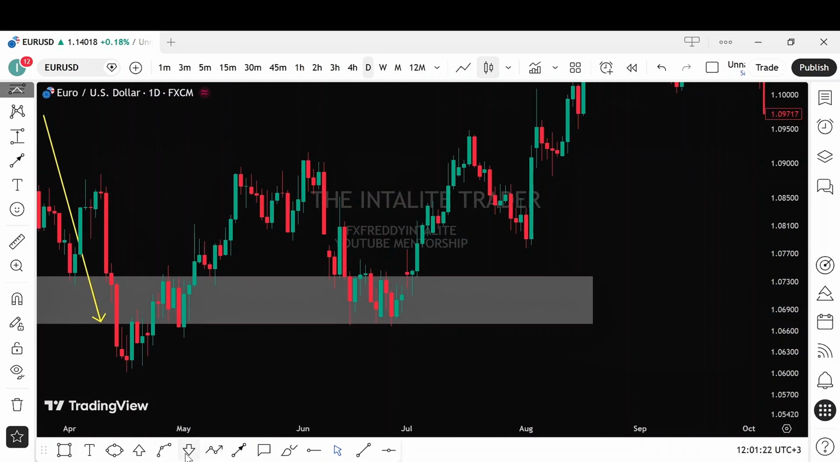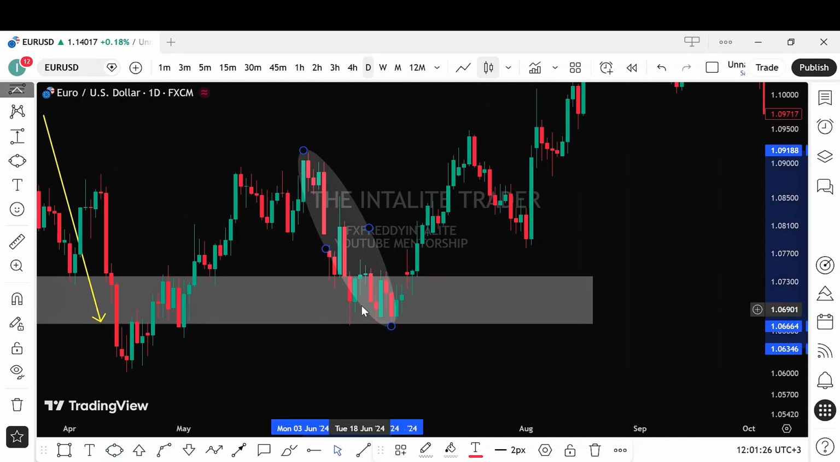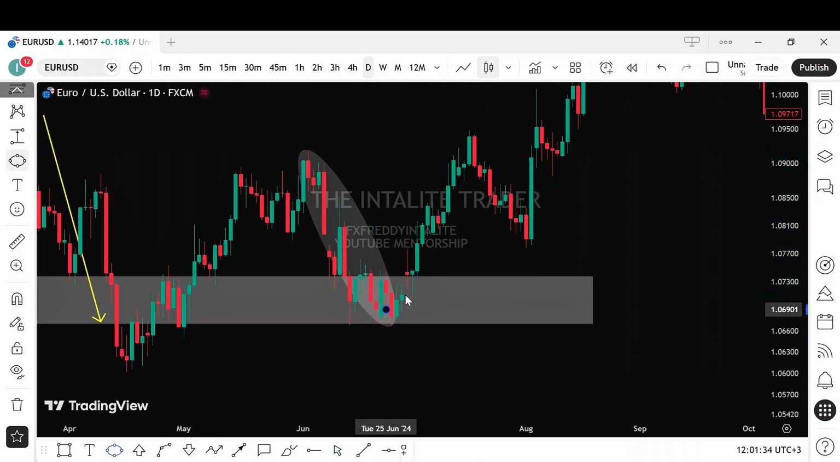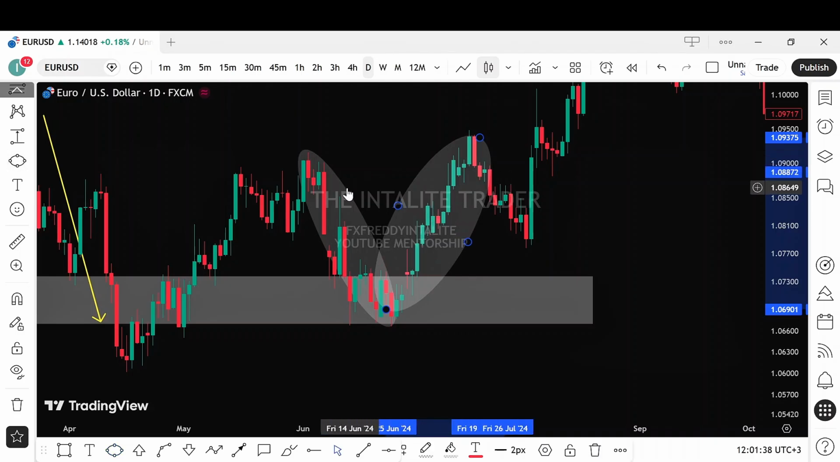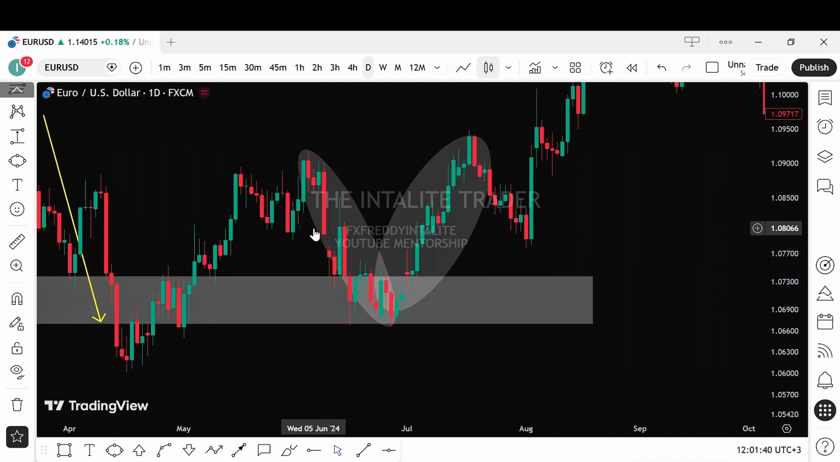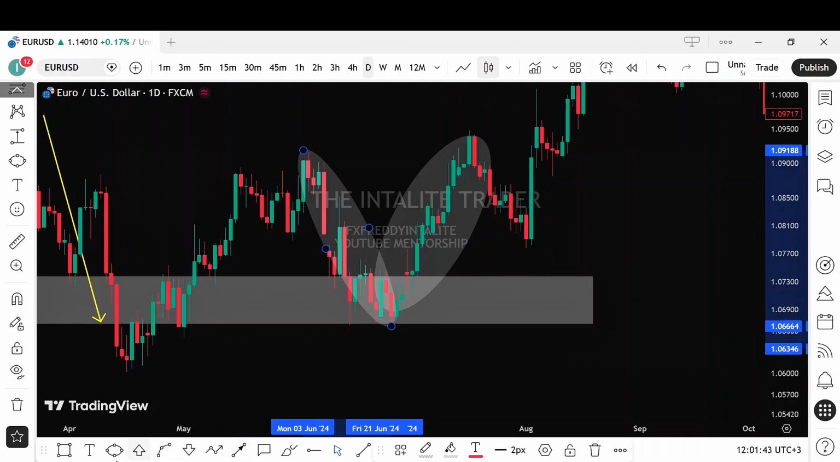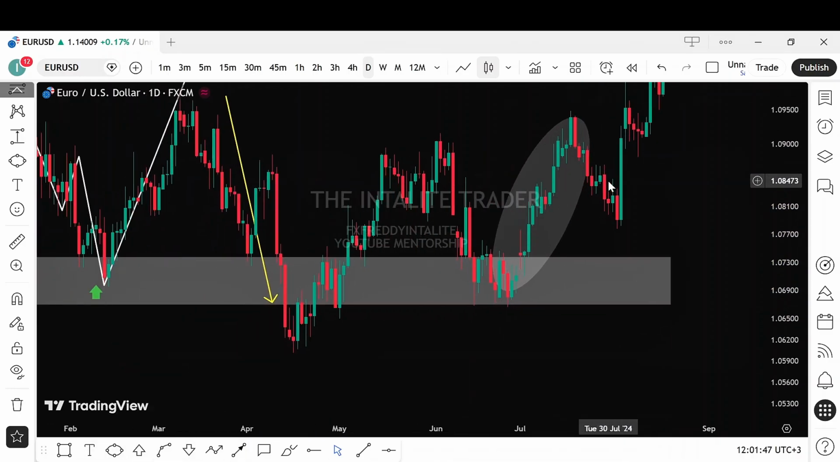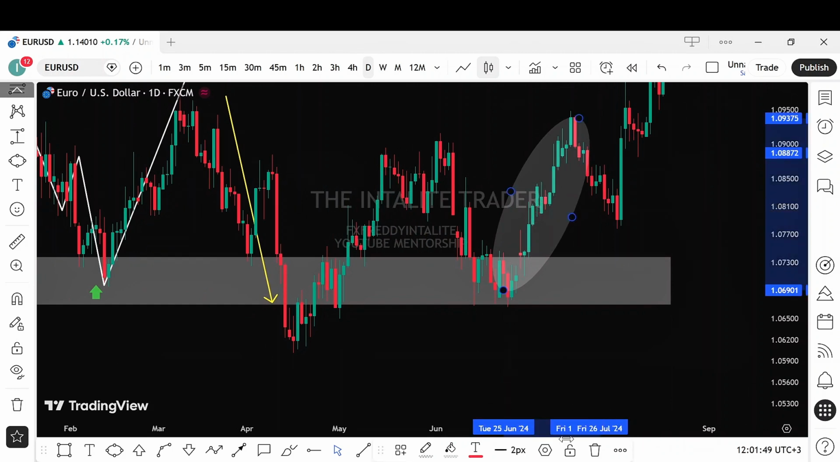Once you have this drastic move away or into the level, then that means price is again likely to react. So drastic move away is very, very important, and it is one of the quality traits you should look for when identifying support and resistance.